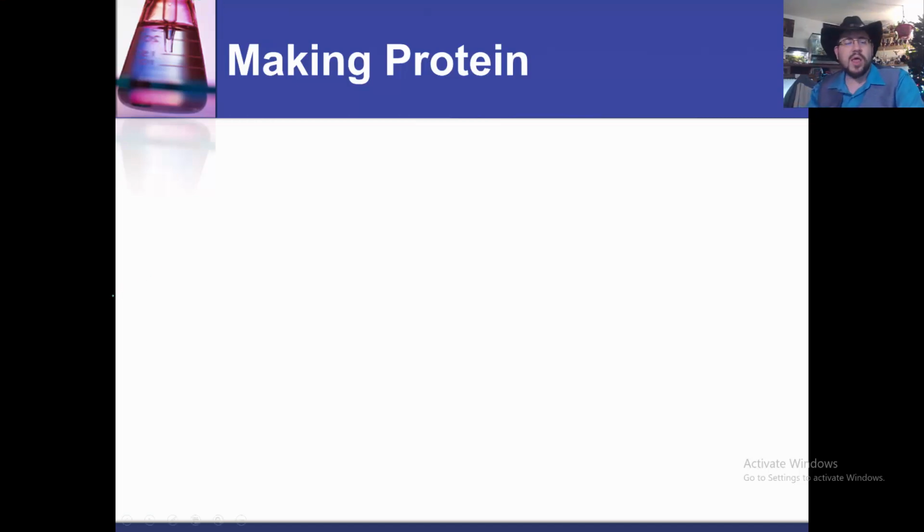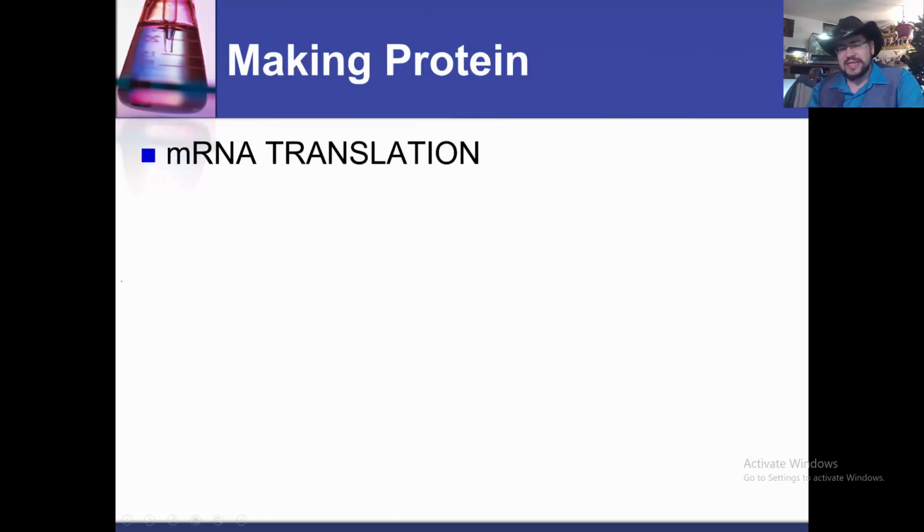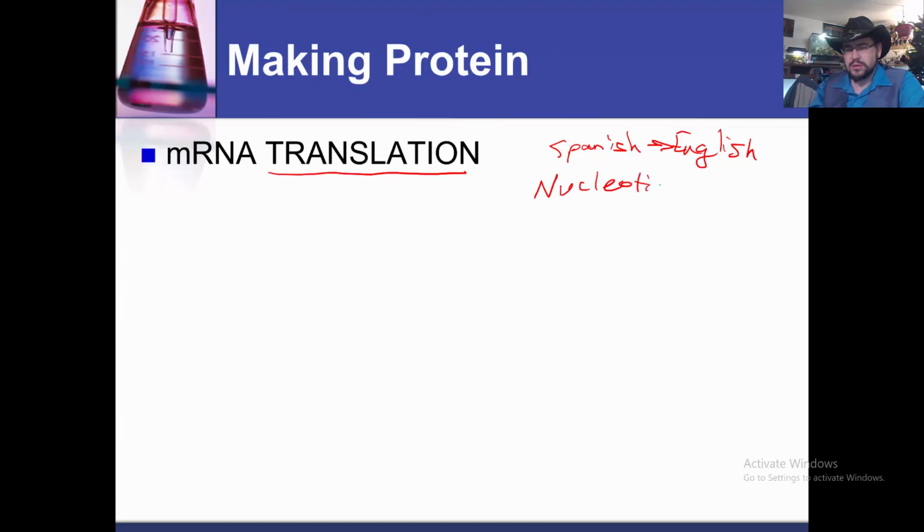So now we're on, finally, to making a protein. So this is translation. Translation is where we go from one language to another, like you might have Spanish to English, or English to Japanese, whatever. Here, we're going nucleotide to amino acid.